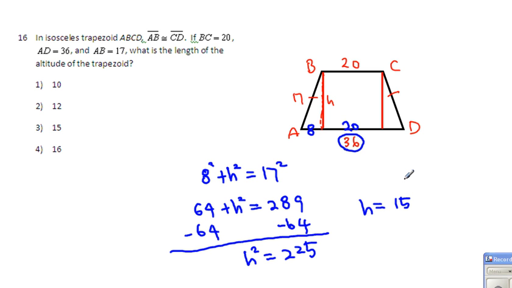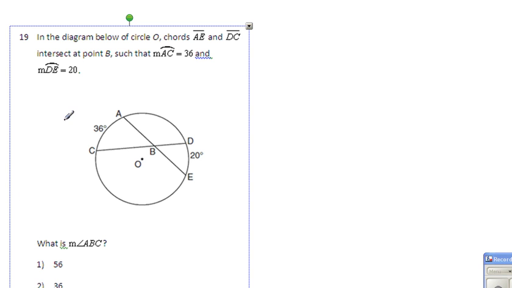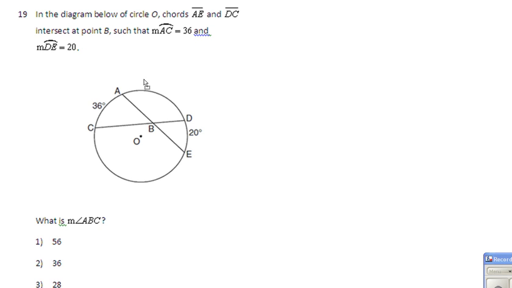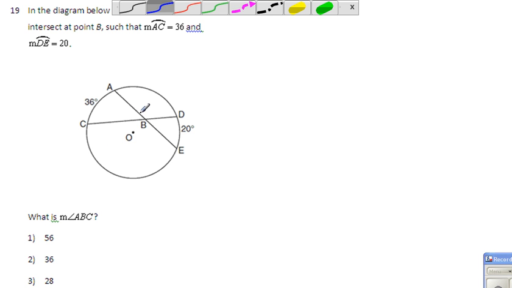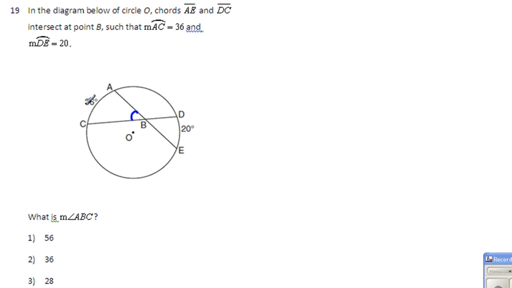Yes, of course, in this case, negative 15 has been rejected. Then our answer is 15 right here. Now, we have done a question that is very similar to this one before. In order for us to get the answer here, A, B, C, all we have to do is add up and divide by 2.